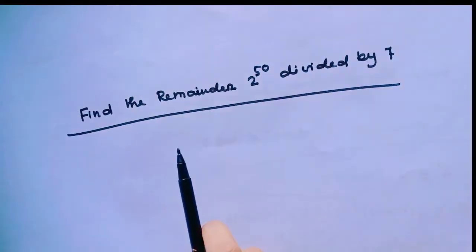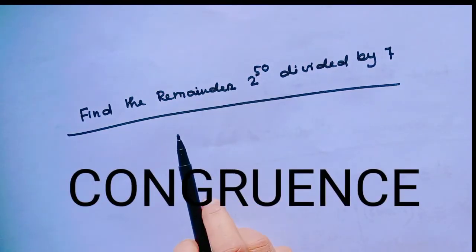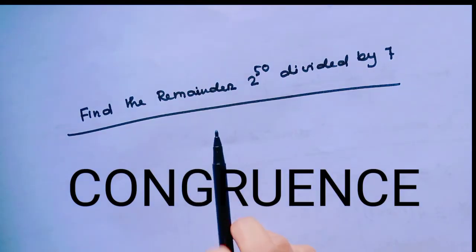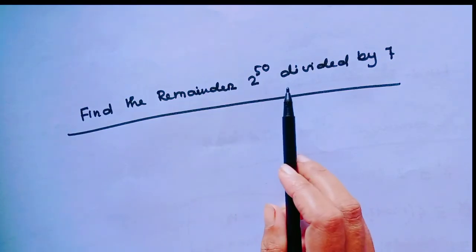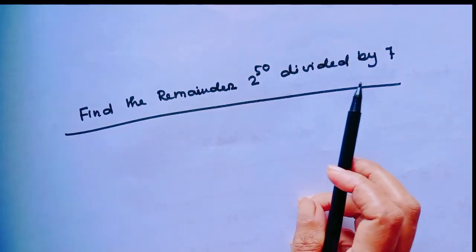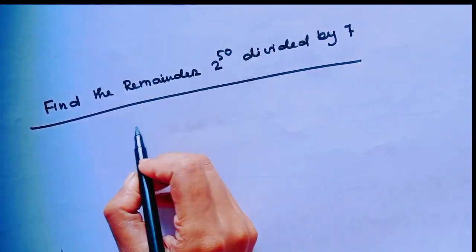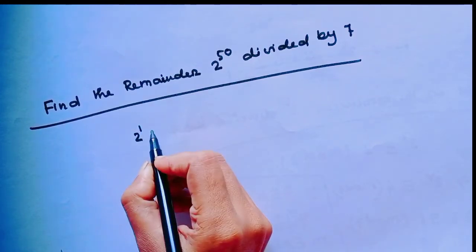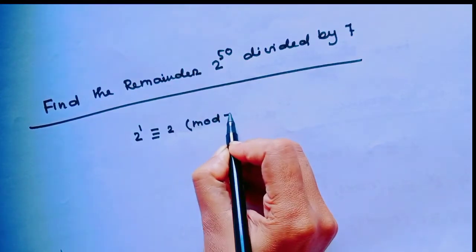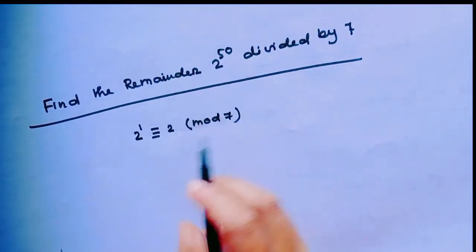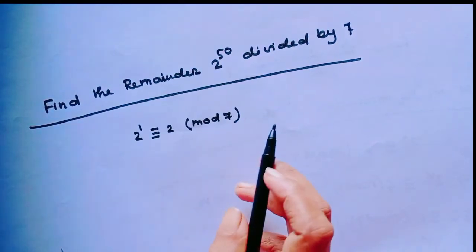In my previous video, I discussed congruences and their properties. Let's see one example. Find the remainder when 2 to the power 50 is divided by 7. We all know 2 to the power 1 is congruent to 2 modulo 7, because 2 minus 2 equals 0 and 7 divides 0.